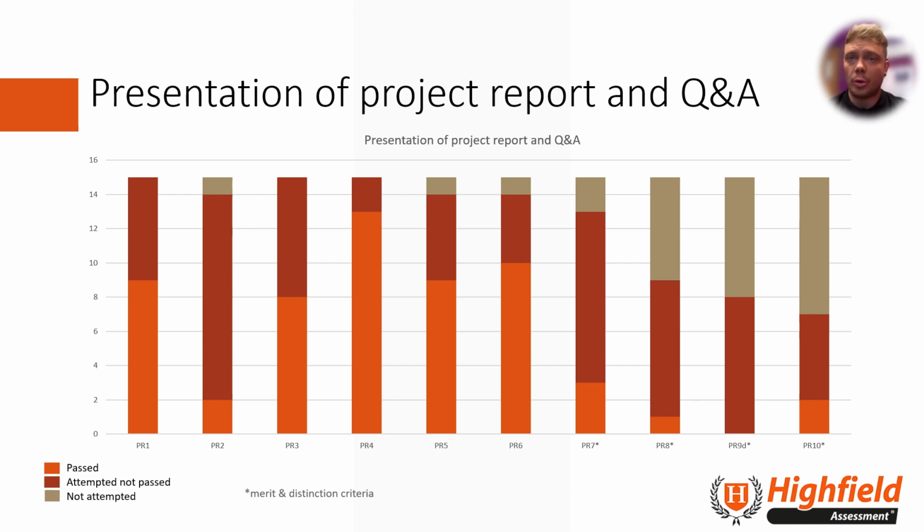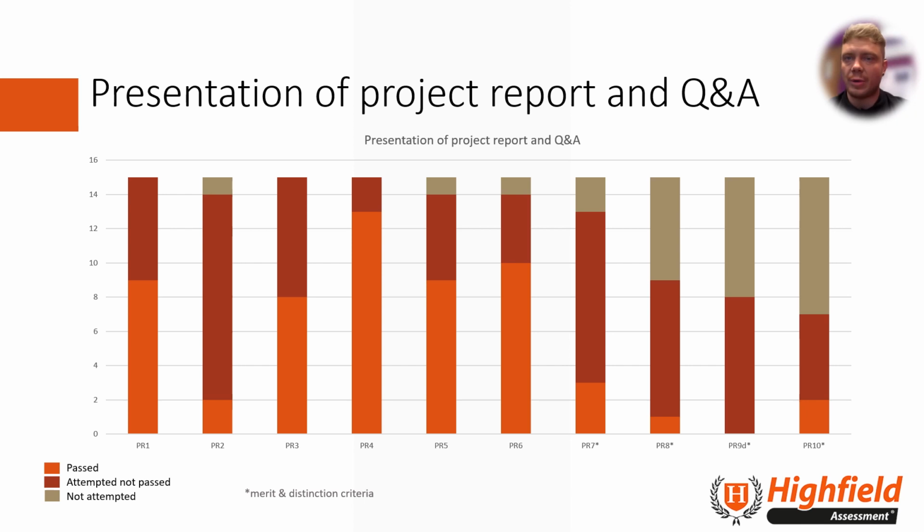We analysed a proportion of the learners' reports where learners had failed to pass the presentation of the project and Q&A. For each assessment criteria, you can see the proportion of learners who have either passed, failed, or not even been able to attempt the assessment criteria.